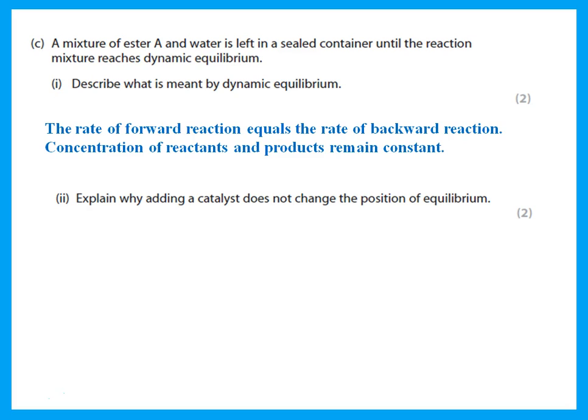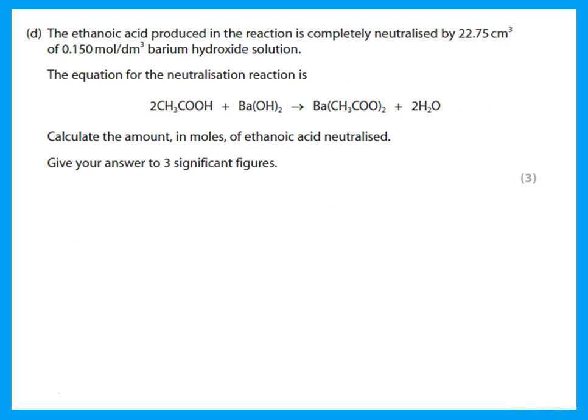Explain why adding a catalyst does not change the position of equilibrium. Remember that we said a catalyst speeds up a reaction. So if we're talking about rate, the rate increases. But if we're talking about a reversible reaction with position of equilibrium, the catalyst does not change the position of equilibrium because it speeds up both forward and backward reactions to the same extent, or it speeds them up equally. So it doesn't favor forward or backward reactions.